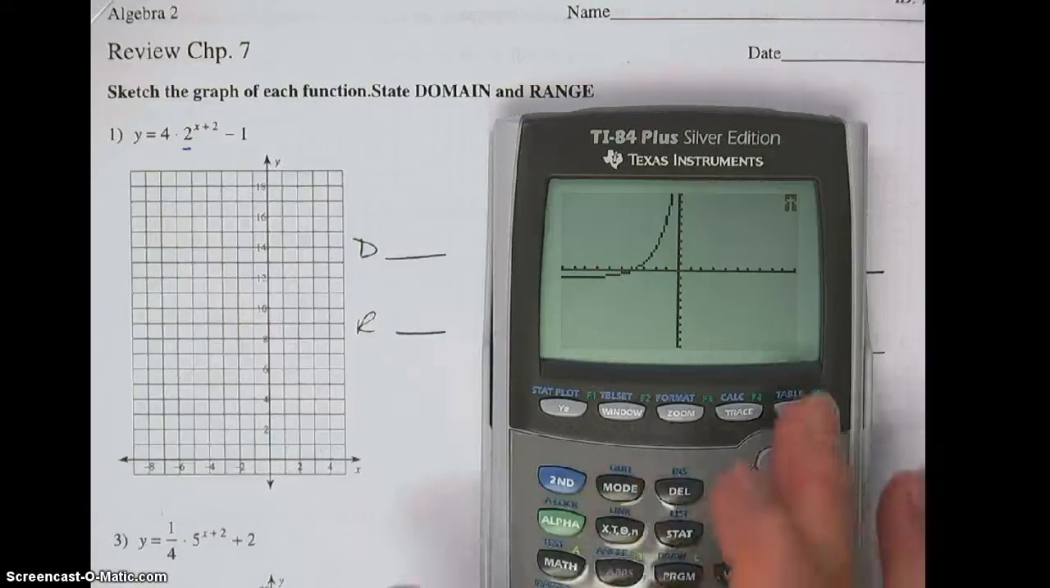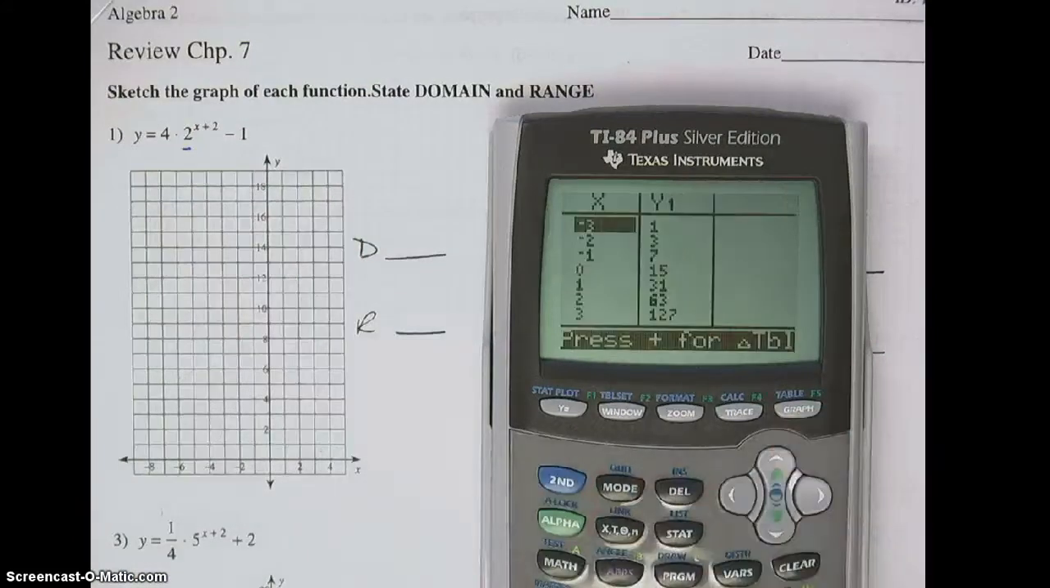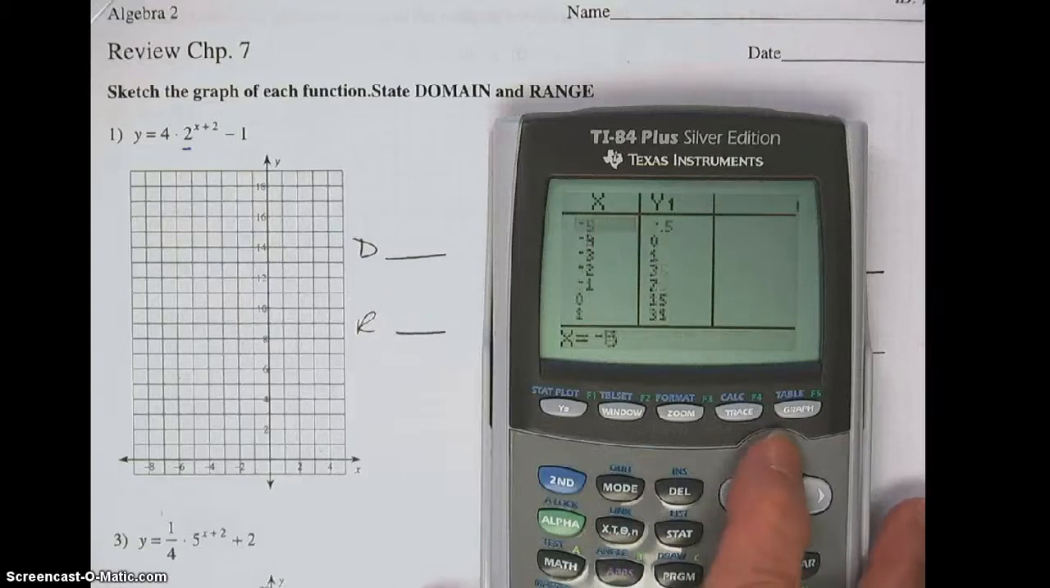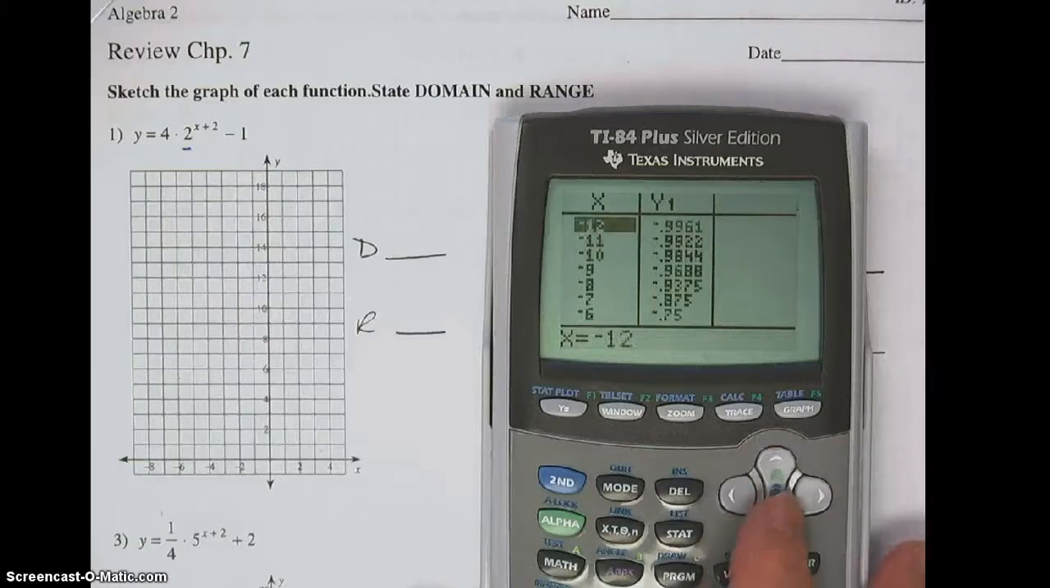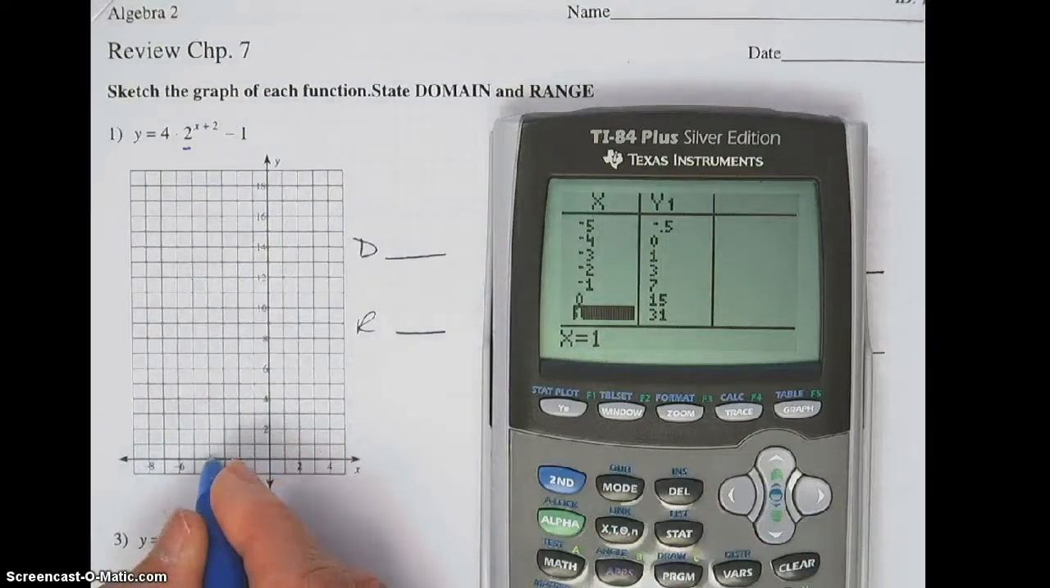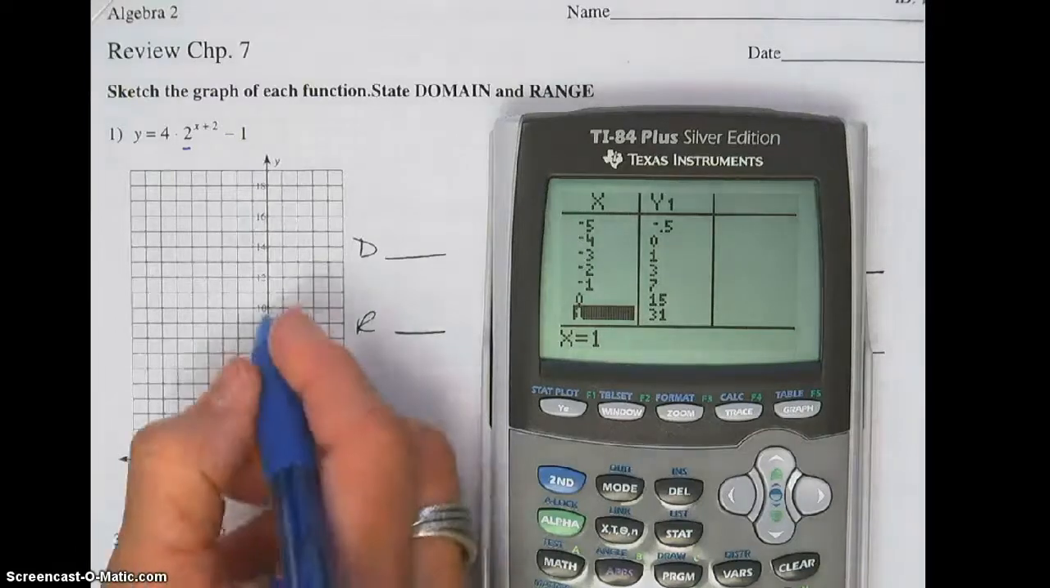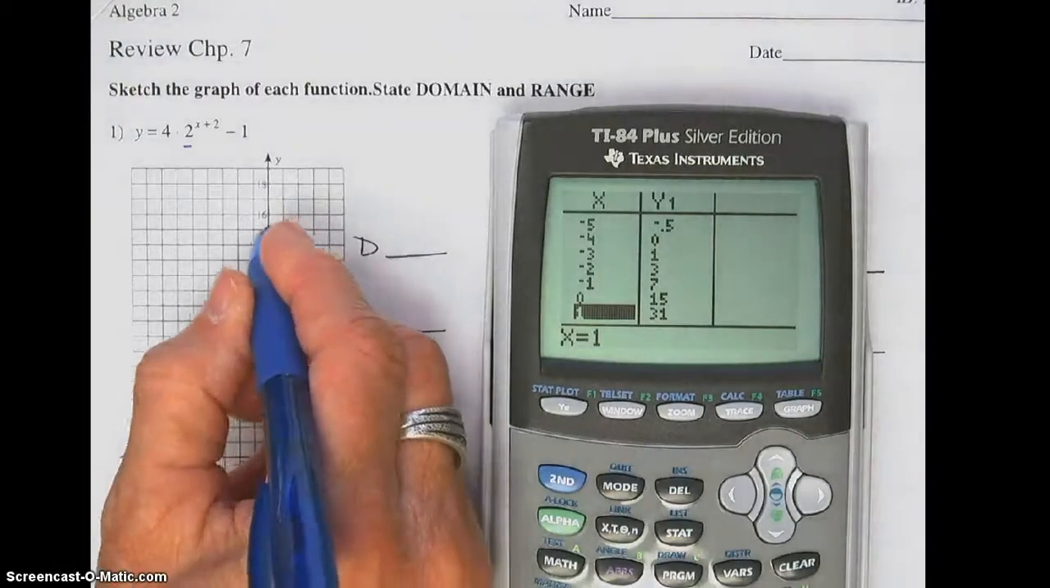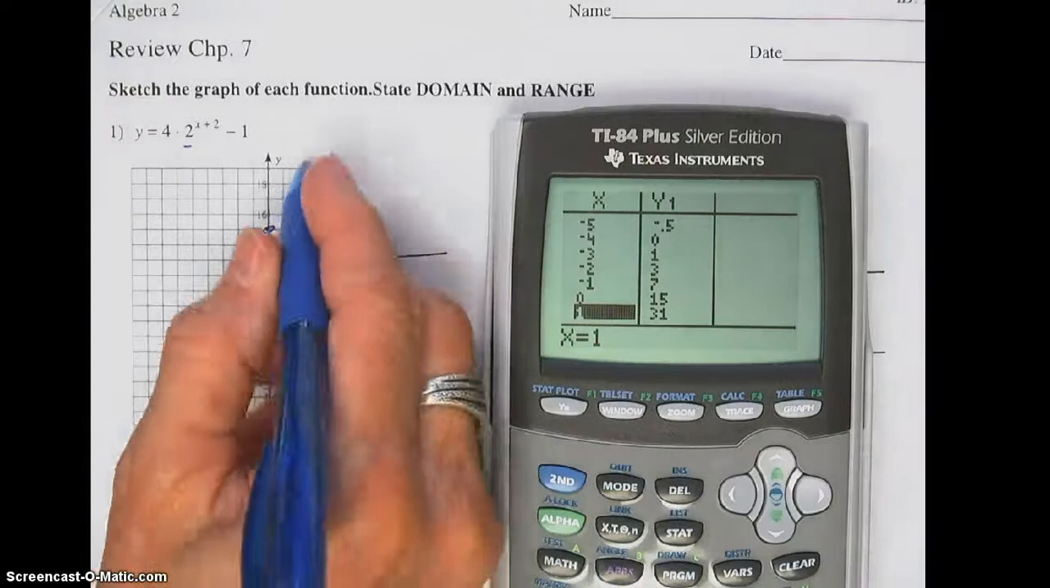How do we get our points? Hit second graph. You can see that this graph is going to level off at -1. So when you show that graph, I told you to print a couple different points. So at -4 we have 0. At 0 we have 15. At 1 we're way up at 31.